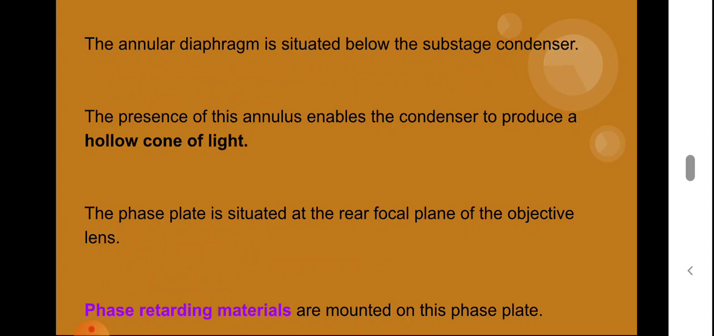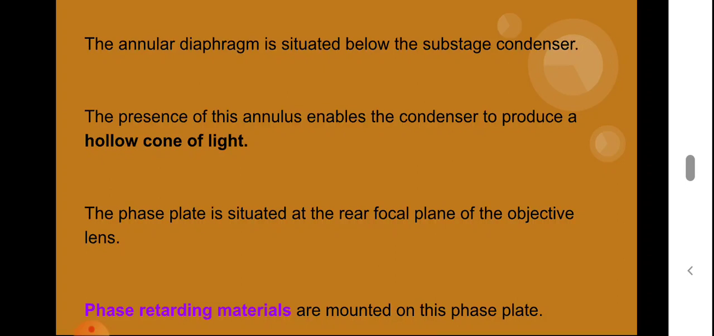Then again the important one, the phase plate. The phase plate is situated at the rear focal plane of the objective lens. In this phase plate there are phase retarding materials. That is the important component here which produces the amplitude difference. That is, minor phase changes are amplified and an amplitude contrast is created here. So phase retarding materials are mounted on this phase plate.